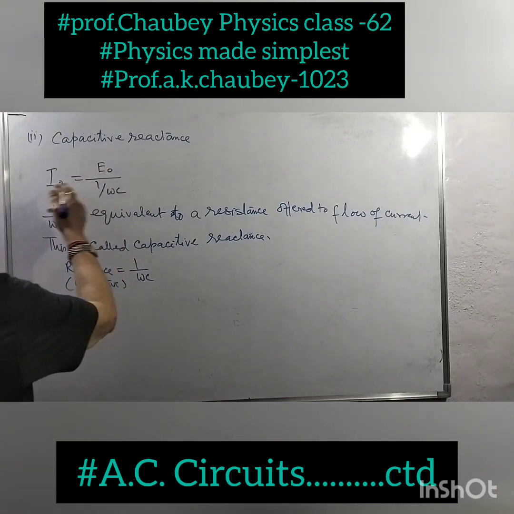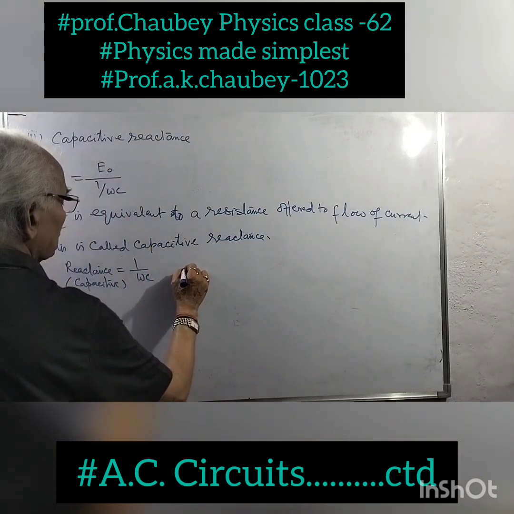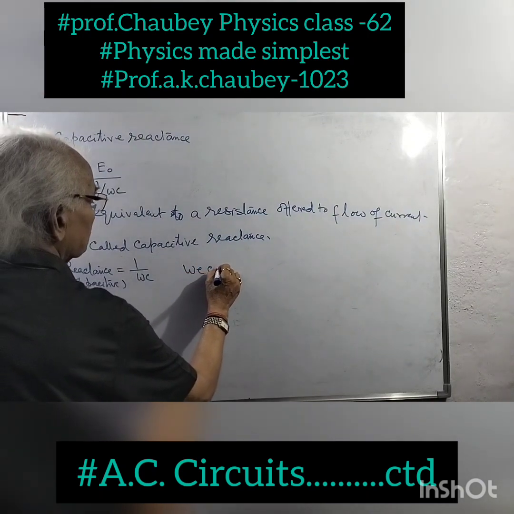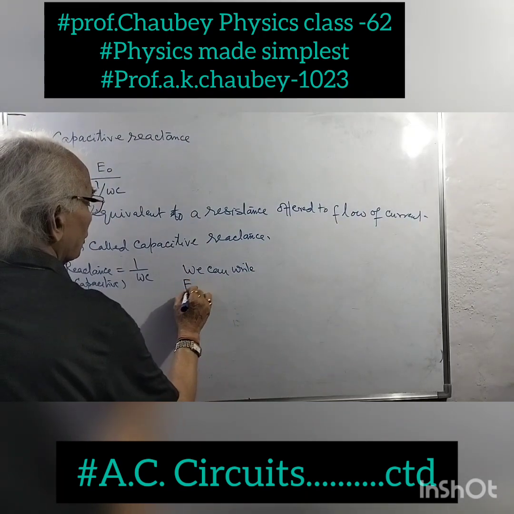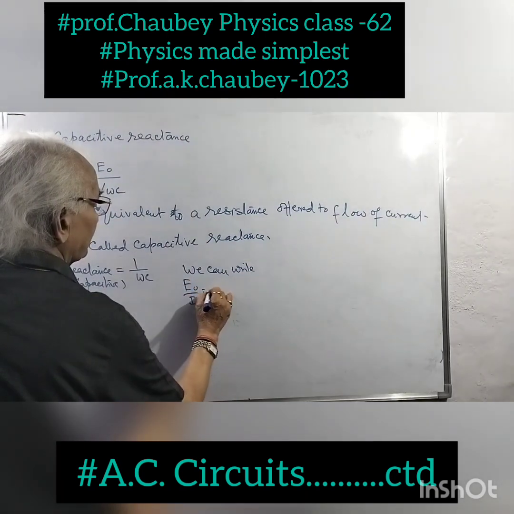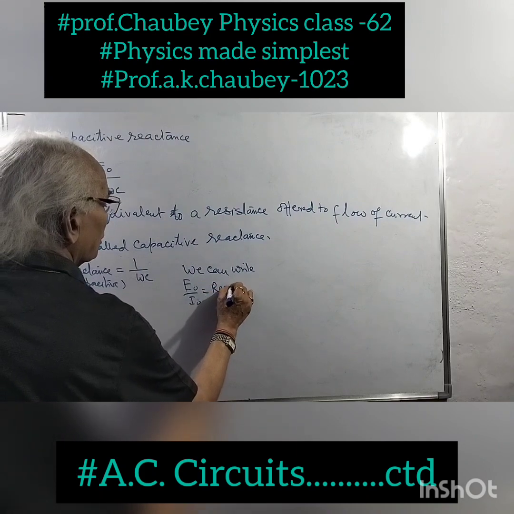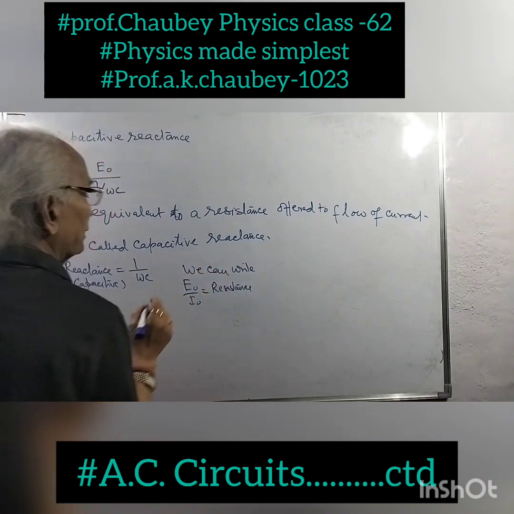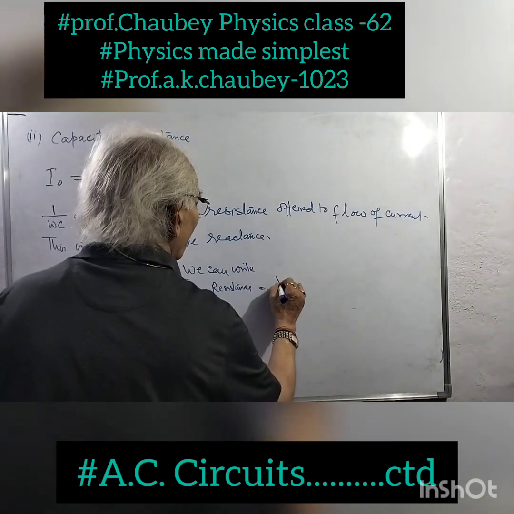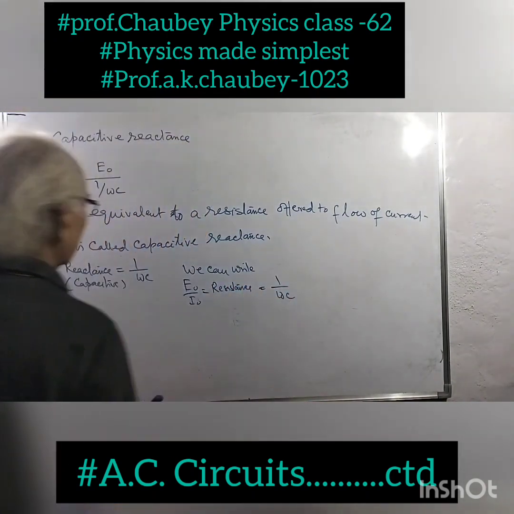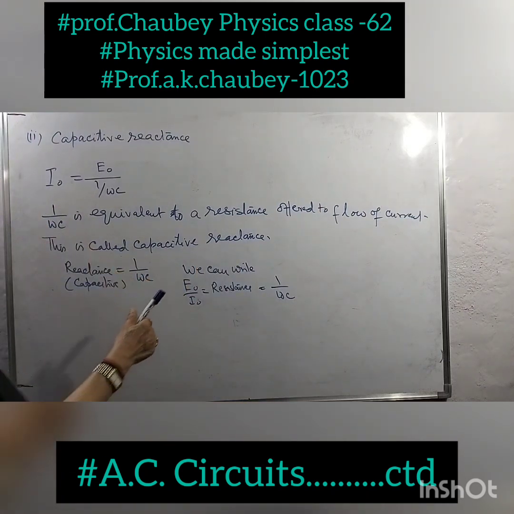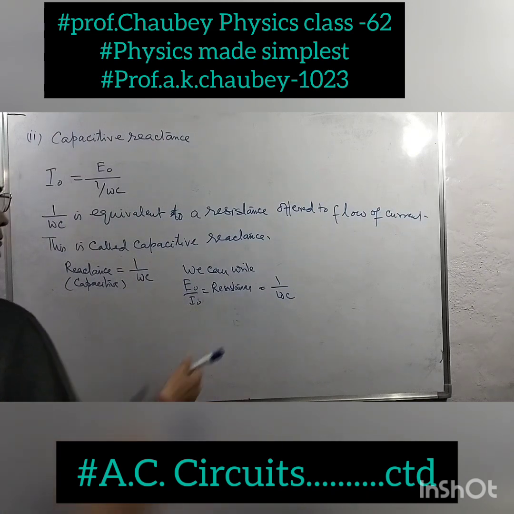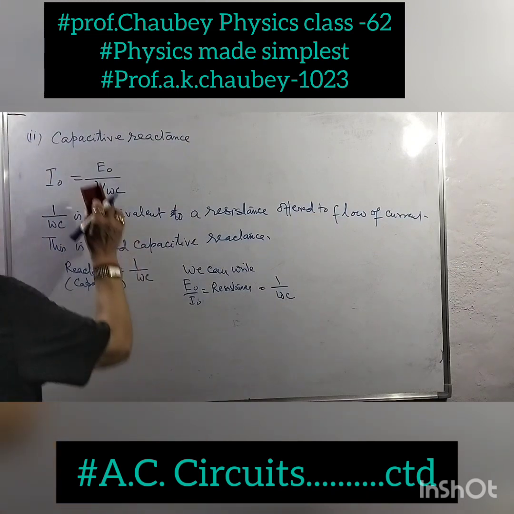That is E naught over I naught. You can write E naught over I naught, that is like resistance. For capacitor circuit, this resistance is equal to 1 over omega C. That is called the capacitive reactance, or resistance for the capacitor circuit. Potential upon current is the resistance. Okay, this is the second point.